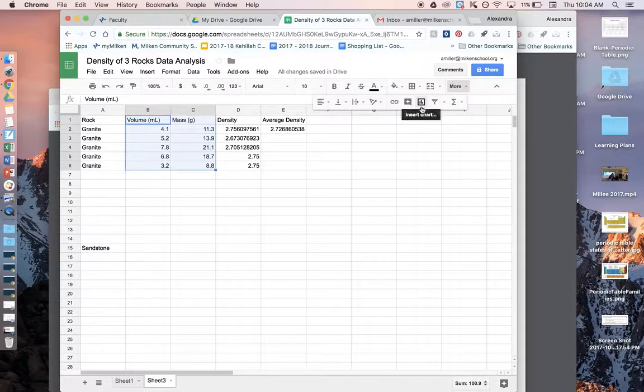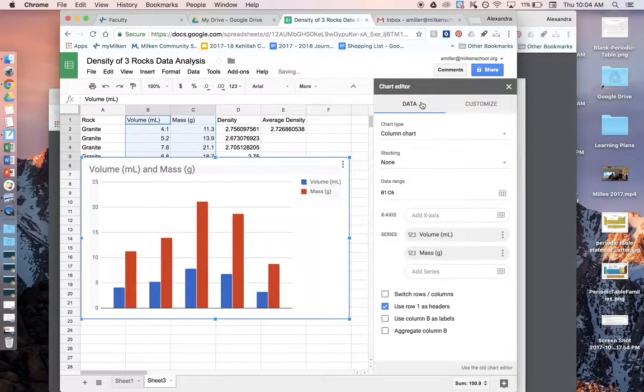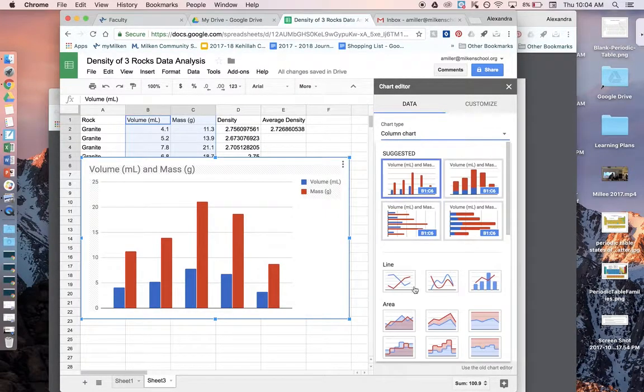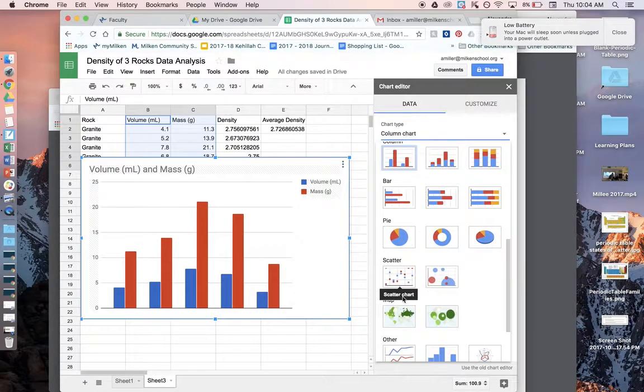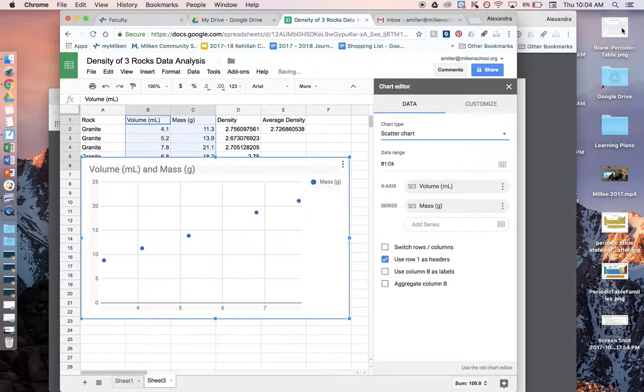and you find this icon. Looks like a bar chart. And you're going to insert chart. It automatically creates a column chart, but you want to scroll down and create a scatter plot. Okay? Now before you move forward, you need to make sure that it correctly graphed your data.